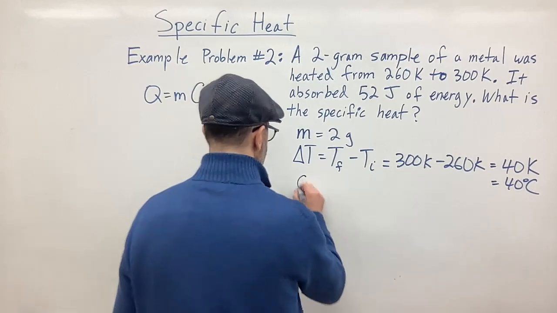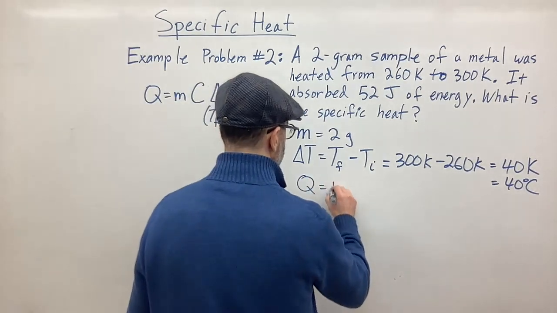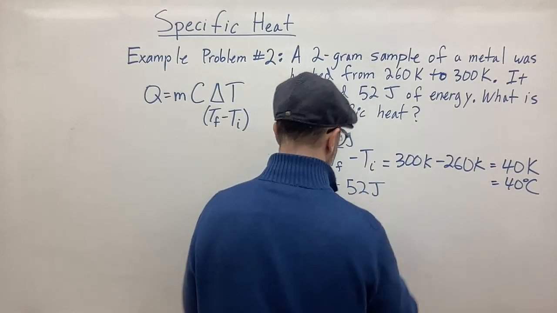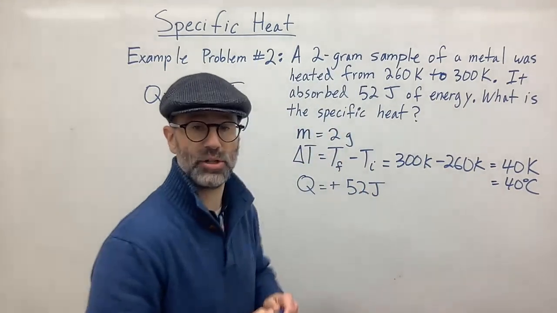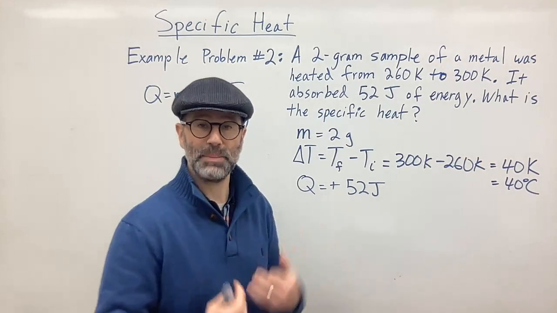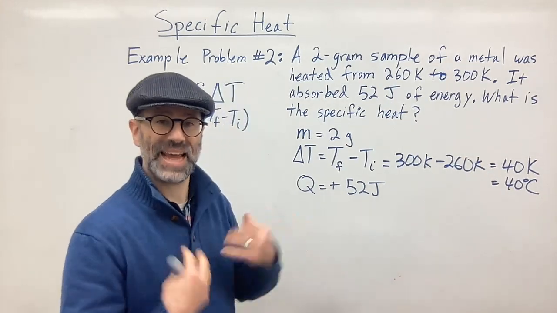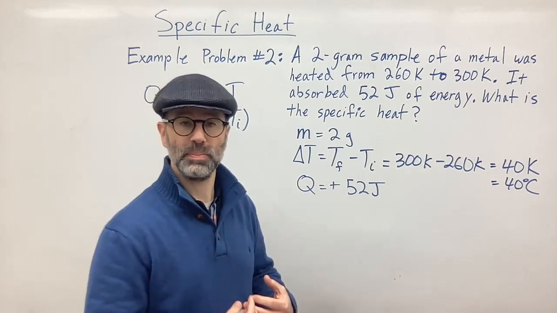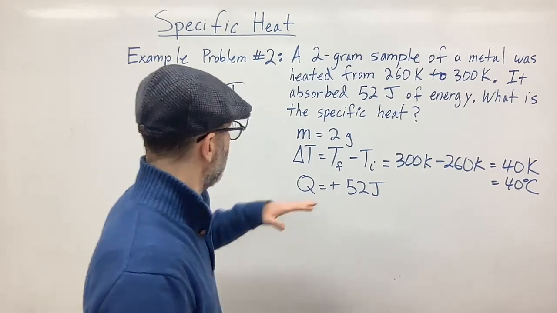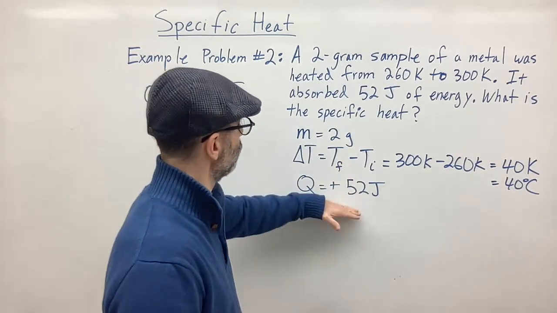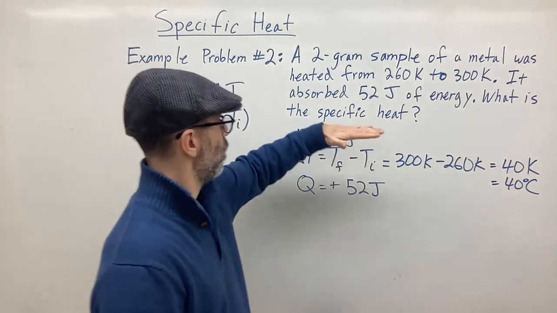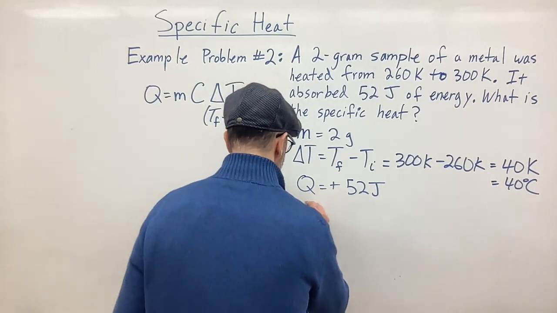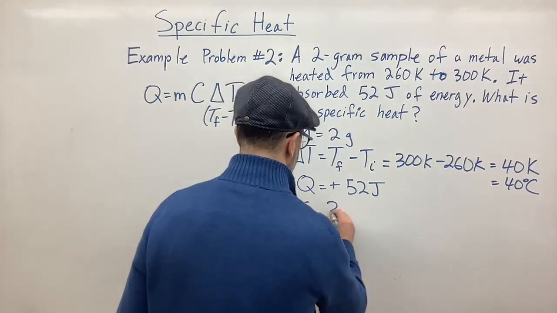So Q in this case is a positive 52 joules, because we're told it absorbed energy, and when the object absorbs energy, it's gaining energy, and that's positive. So we've got our information, and the question is, what is the specific heat? That's what we're looking for, so capital C is the question mark.